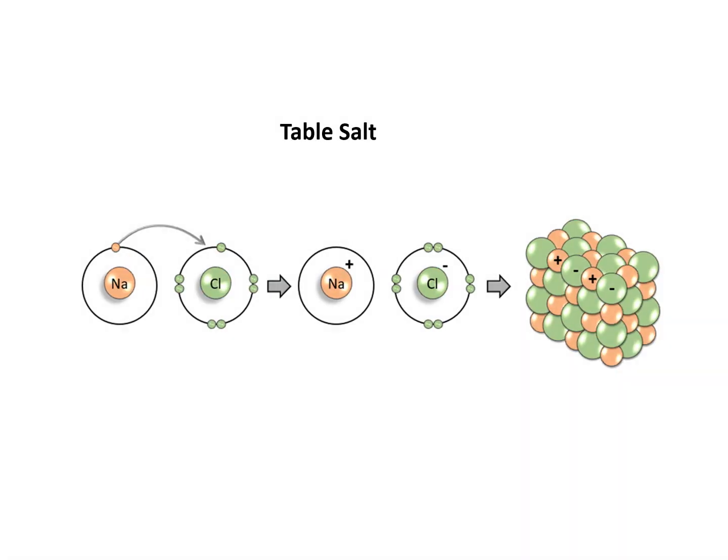This image shows the formation of an ionic compound you probably see every day: table salt. Sodium loses 1 electron, emptying its outer shell and gaining a positive charge. Chlorine gains that electron, filling its valence shell and becoming negatively charged. This transfer of electrons creates oppositely charged ions that are strongly attracted to each other, forming a crystalline structure, a repeating pattern of positively and negatively charged ions.